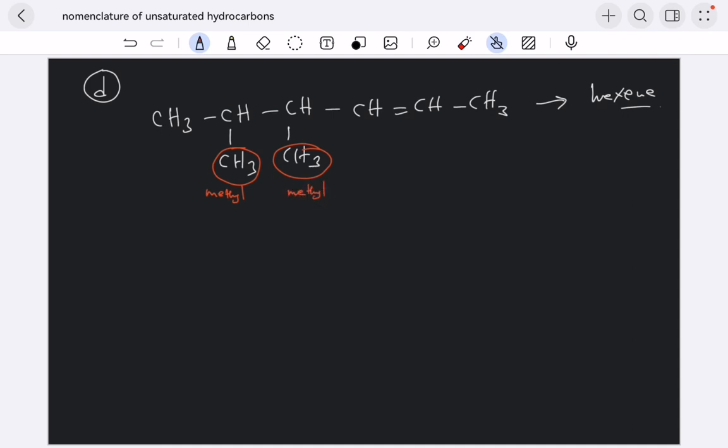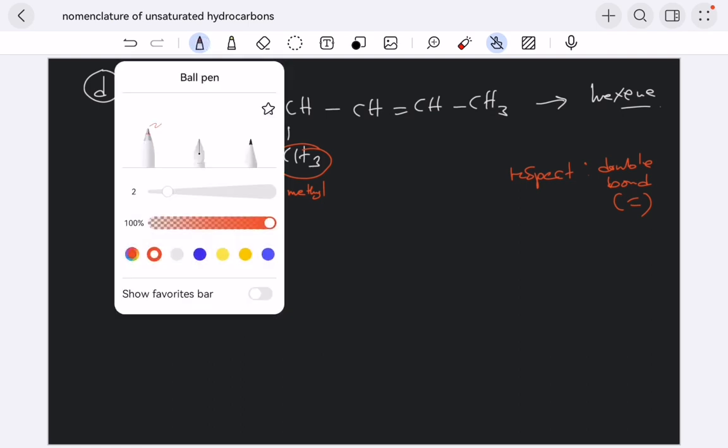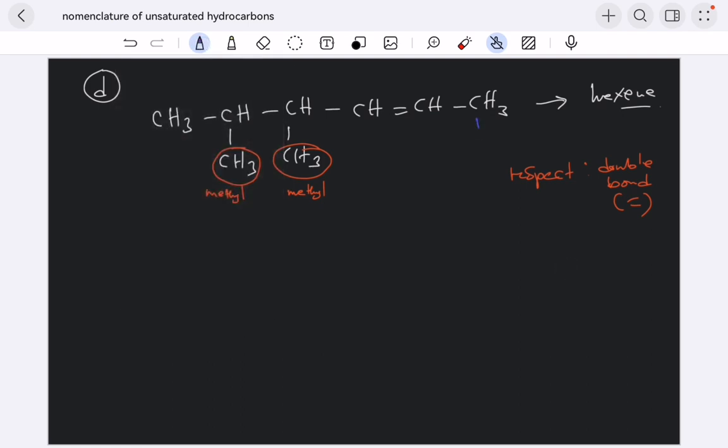Now here we're going to have a dilemma in terms of what substituent to consider, or what key are we supposed to consider when we want to start counting. So whenever there is a double bond, we give respect to a double bond. So the counting should start from a carbon that is closer to a double bond. So in this case, my counting will start from here. So 1, 2, 3, 4, 5, 6.